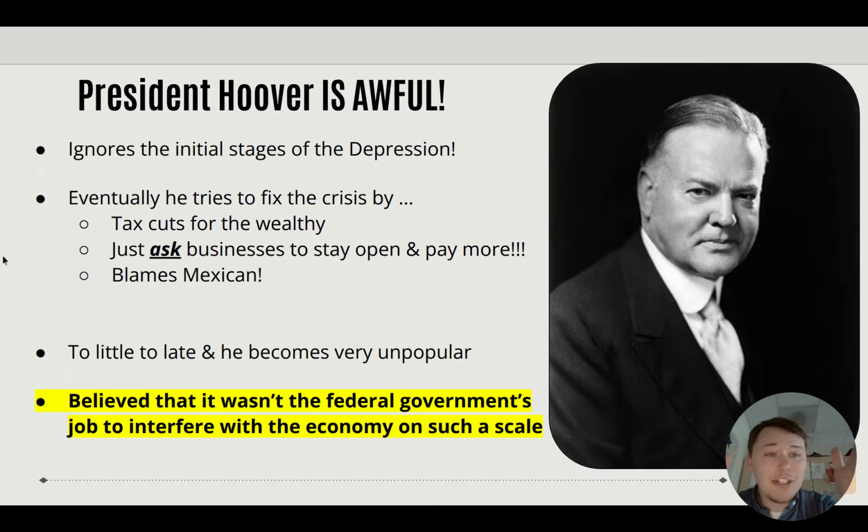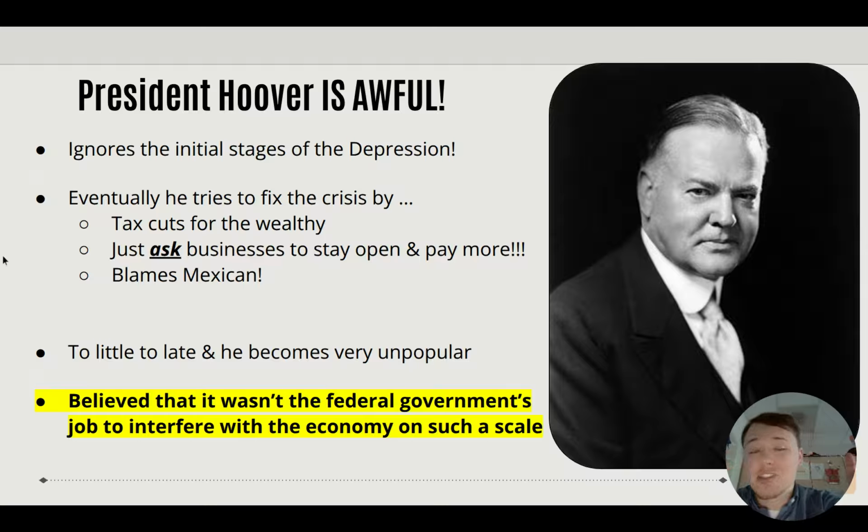Additionally, he literally just asked people to stay open. No joke. These businesses, if you saw those numbers, how badly they're being hit, he literally just says, please stay open. It's your patriotic duty to employ people.